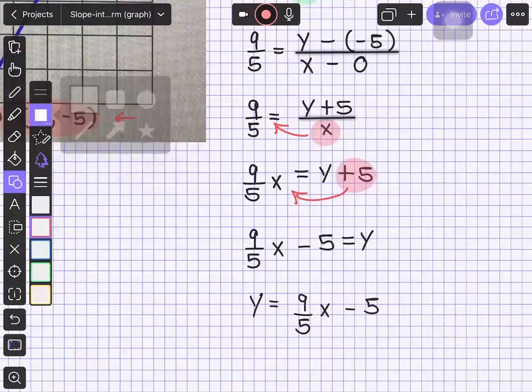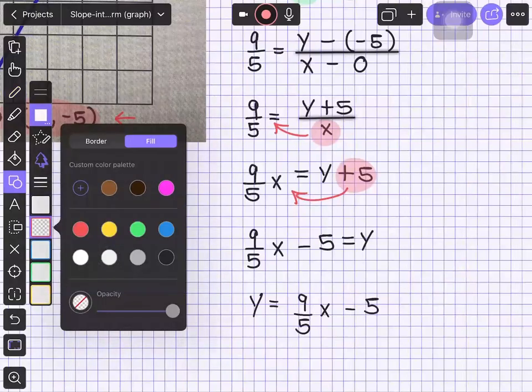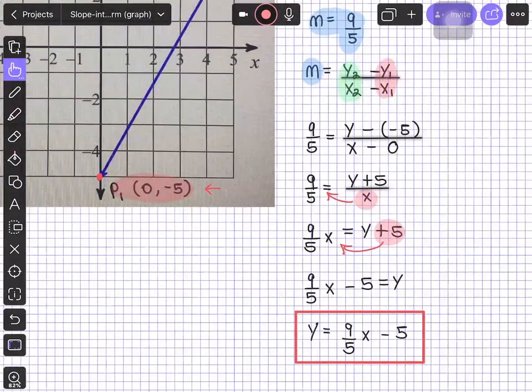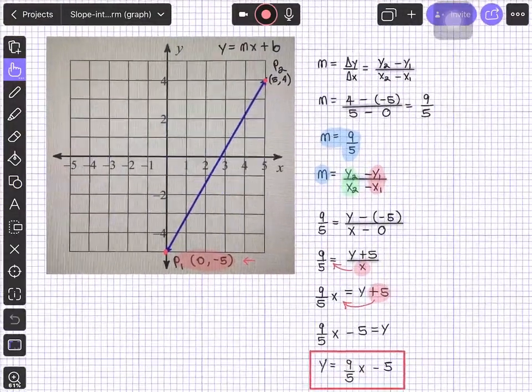And this, there we go, is the equation that describes this blue line right here.